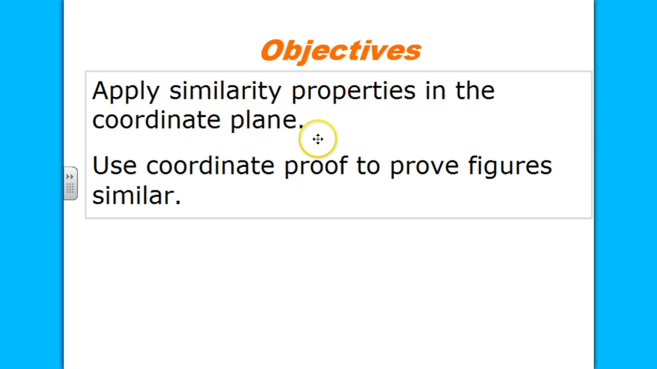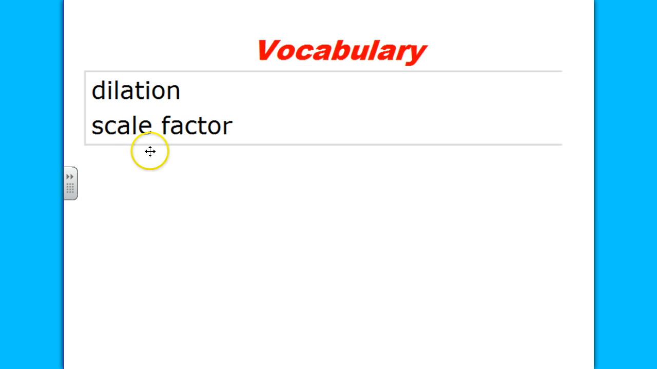So today we're going to apply similarity properties in the coordinate plane, and then tomorrow you'll use coordinate proof to prove figures similar. So we're still talking about scale factor, and today we're going to use it with dilations, okay?